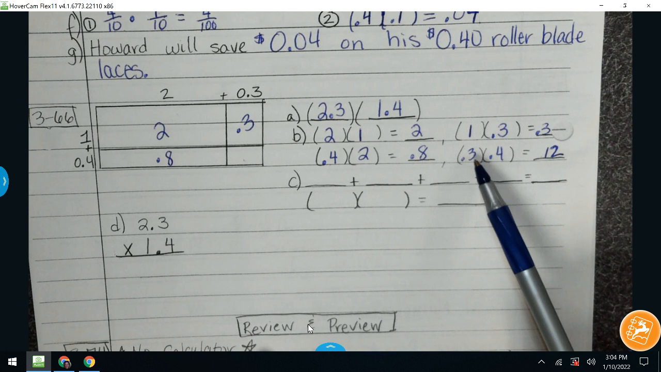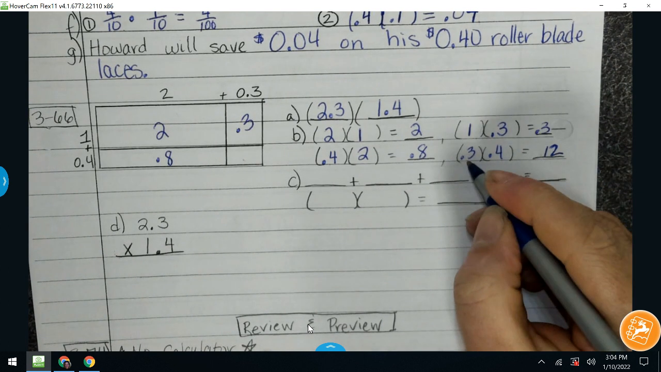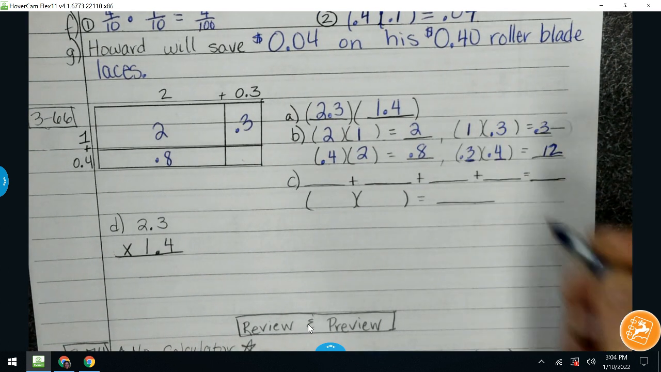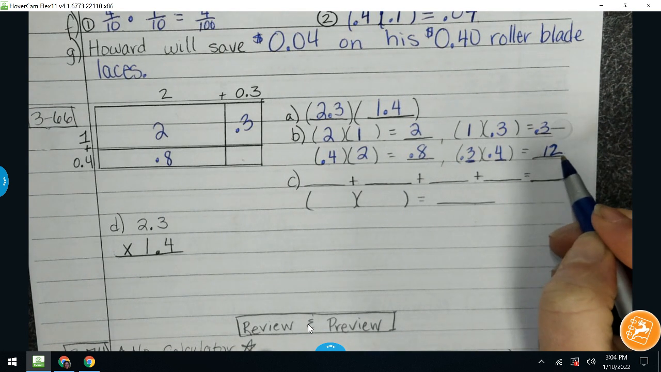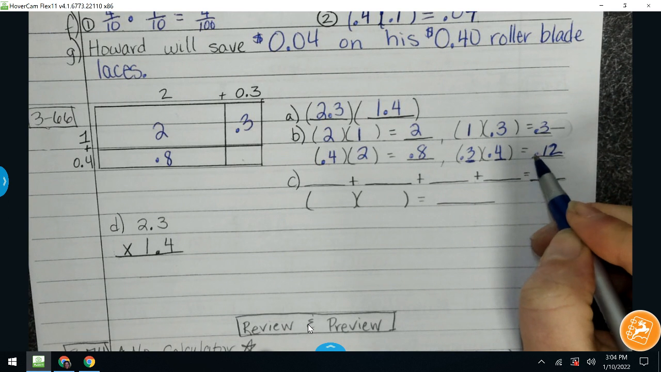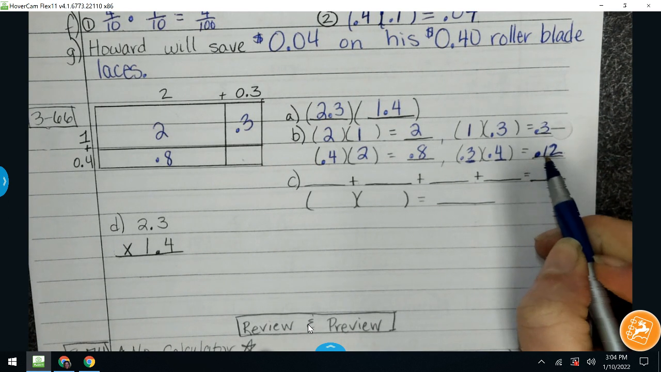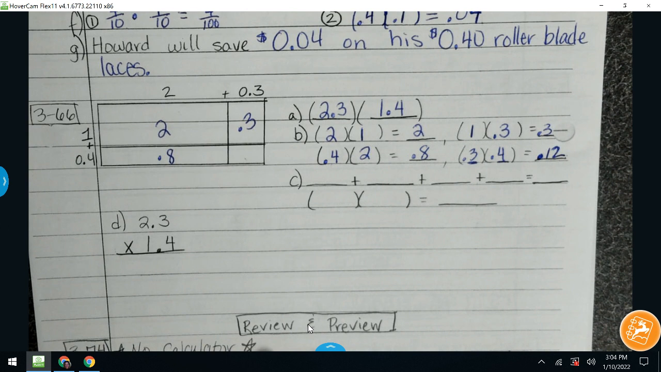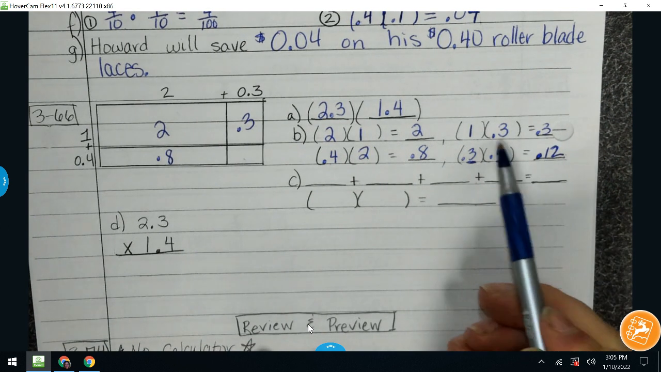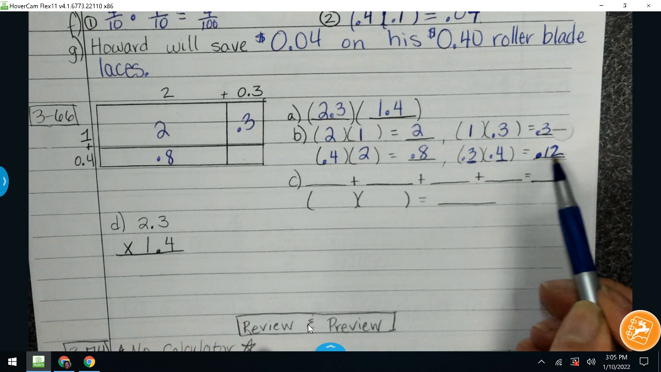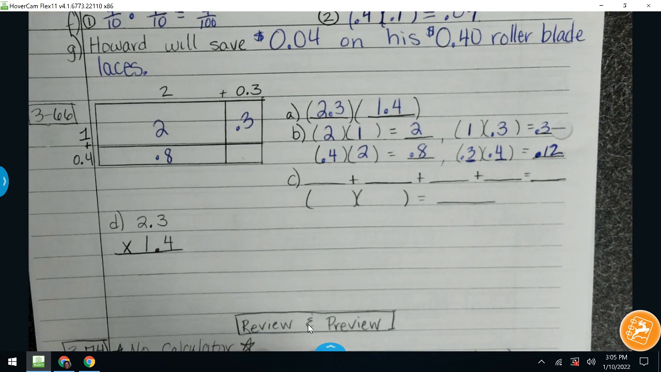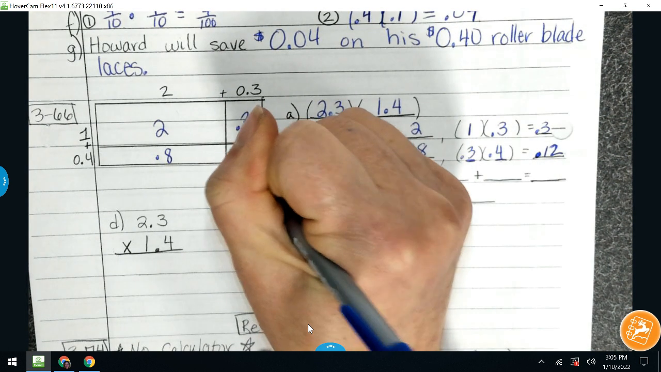So if I have 3/10 times 4/10, I have 1, 2 spaces behind my decimal. So I'm going to move my decimal 2 spots so that I also have 2 spots to the right of my decimal. What I have over here as far as spaces behind the decimal, I'm also going to have behind my decimal in my answer. So that is .12.